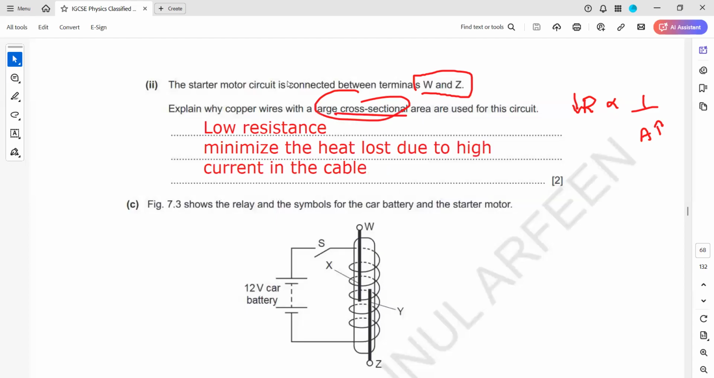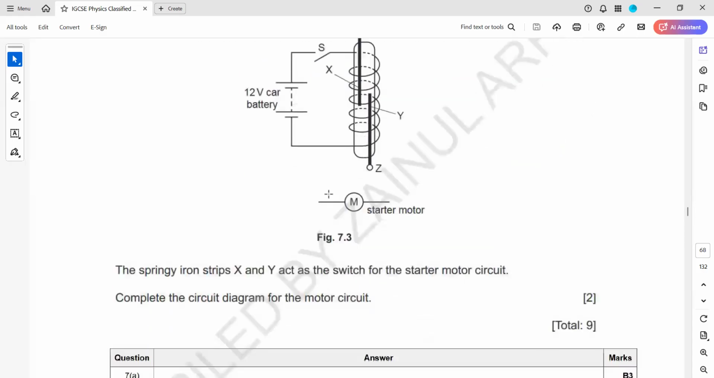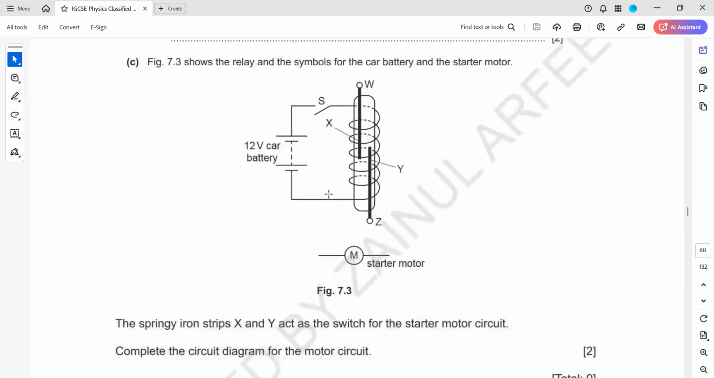No space between them. Okay, the next figure, last question. Figure 7.3 shows a relay and a symbol of a battery. Complete the circuit. We want to connect a starter motor.